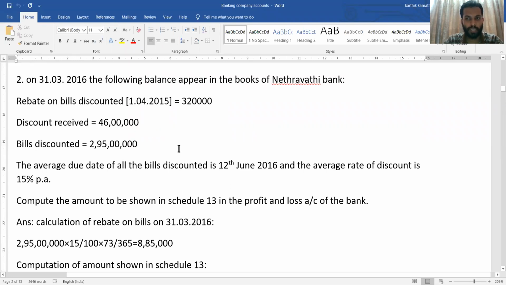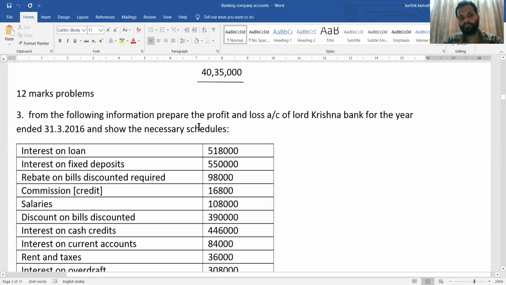We have seen two types of 6 mark problems. Next we will move on to the 12 marks problem. The 12 marks problem also we need to see. Now we'll see the 12 marks problem.